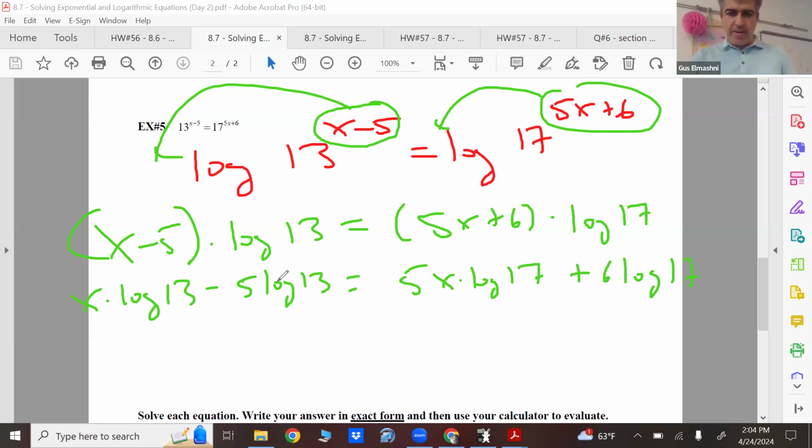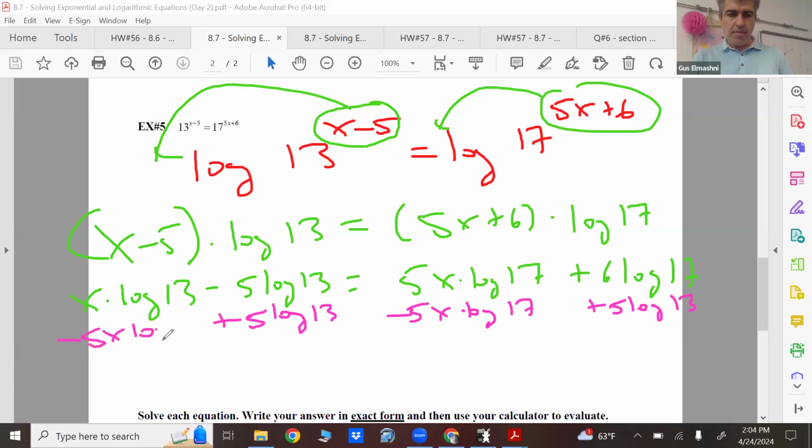A little messy here because they want an exact form. So I'm going to move this to the left side and move this to the right side. So then these would cancel and those would cancel. So now you got this. Yes, you could convert to decimals, but we want to keep things in exact form because the instructions said so.